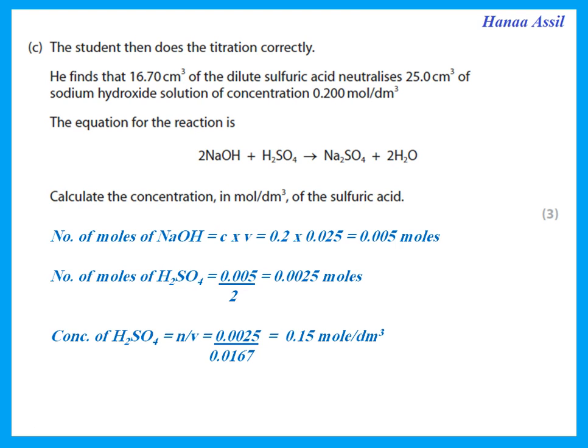Then we can get the concentration of acid, that is number of moles over volume. Remember that in all of these, the volume has to be in decimeter cubed. So we divide the centimeter cubed by 1,000 before we put it in here. And this gives the concentration of the acid in mole per decimeter cube.